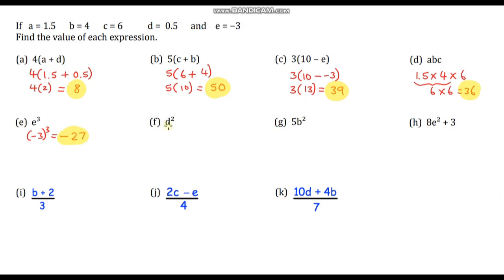Question F is D squared, and D is 0.5. So it's going to be 0.5 squared, which is just 0.5 times 0.5, and that gives us 0.25.